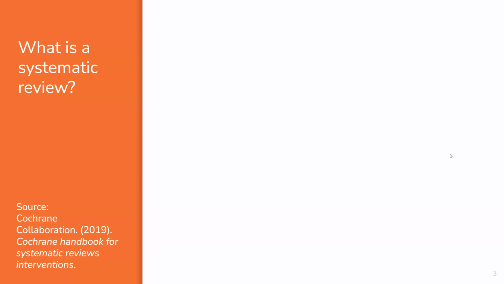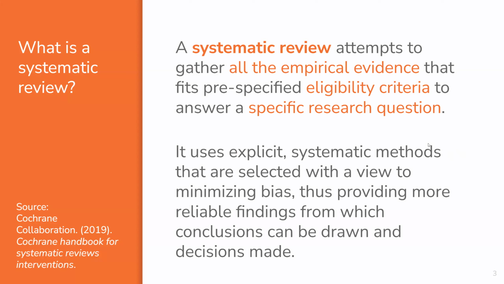So first of all, many students ask, what is a systematic review? A systematic review attempts to gather all of the empirical evidence that fits pre-specified eligibility criteria to answer a specific research question. The parts I want to highlight here are the pre-specified eligibility criteria. With systematic reviews, you have a research question and you also have your criteria that you want to define upfront. It uses systematic methods that are selected with a view to minimizing bias, thus providing more reliable findings from which conclusions can be drawn and decisions can be made.